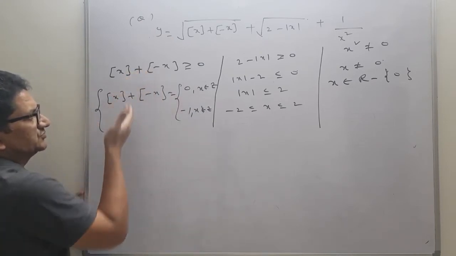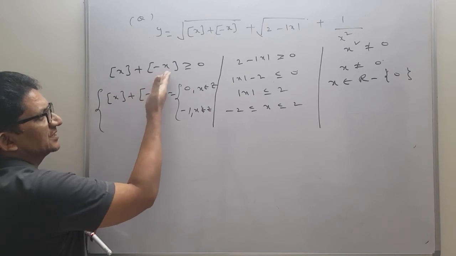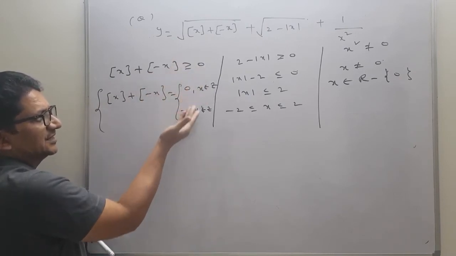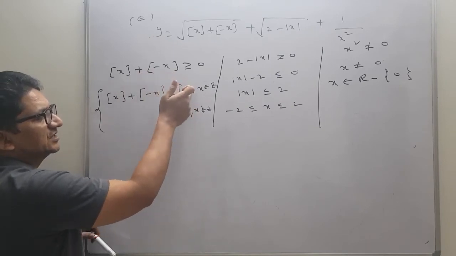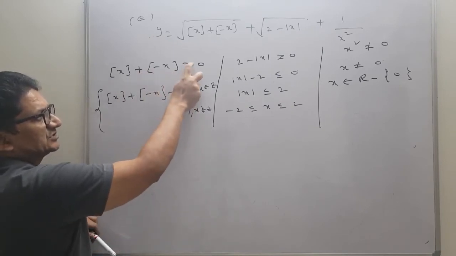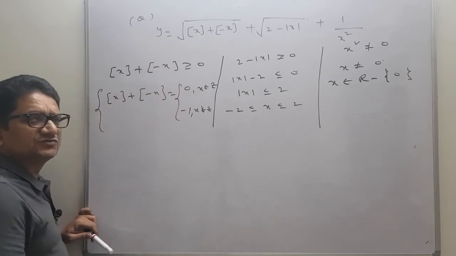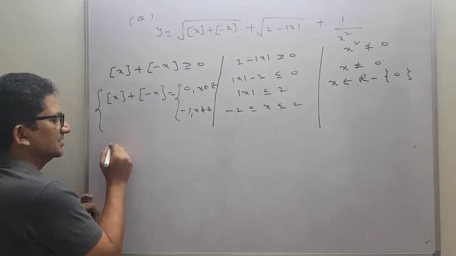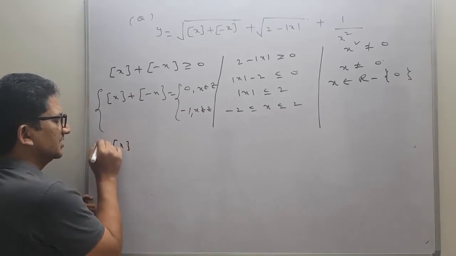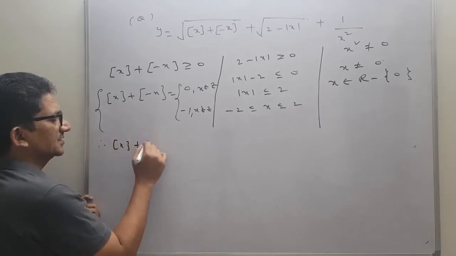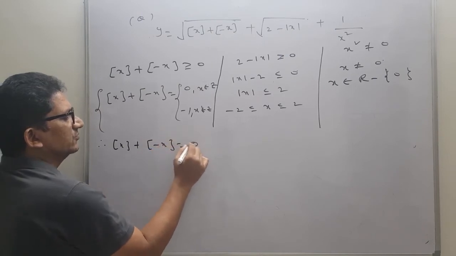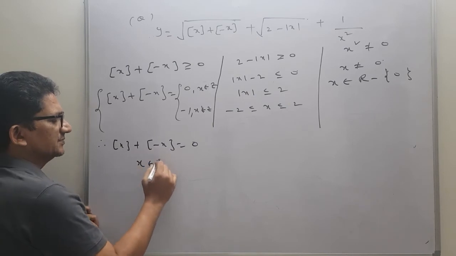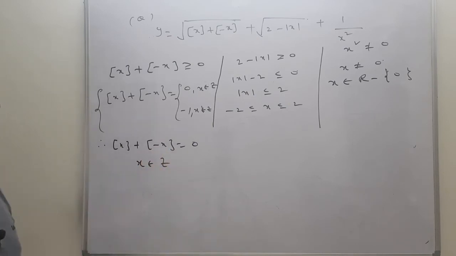Now we will come back to the situation that says [x] plus [-x] greater than or equals to 0. According to the property, it is certain that it takes any of these two values, either 0 or minus 1. That means greater than 0, that is positive, is ruled out totally. Then we need to confine to only one part. Therefore, [x] plus [-x], the only condition according to the question, should be equals to 0. That means x belongs to Z. So only integers are allowed.